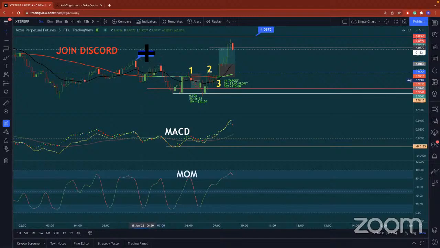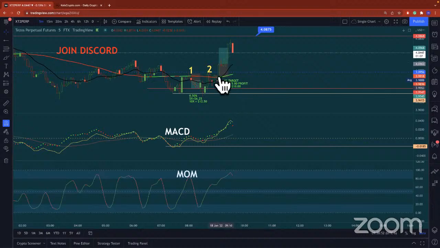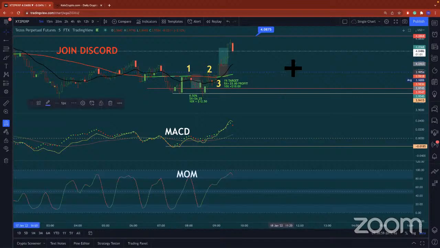Can go ahead and erase some of this stuff. We'll keep this on there because it's going to be our target. We can go ahead and get rid of that. We're going to move this over just so we can have room on there. That's where it tested. I'm going to keep all this on there just so people can see it as we go.